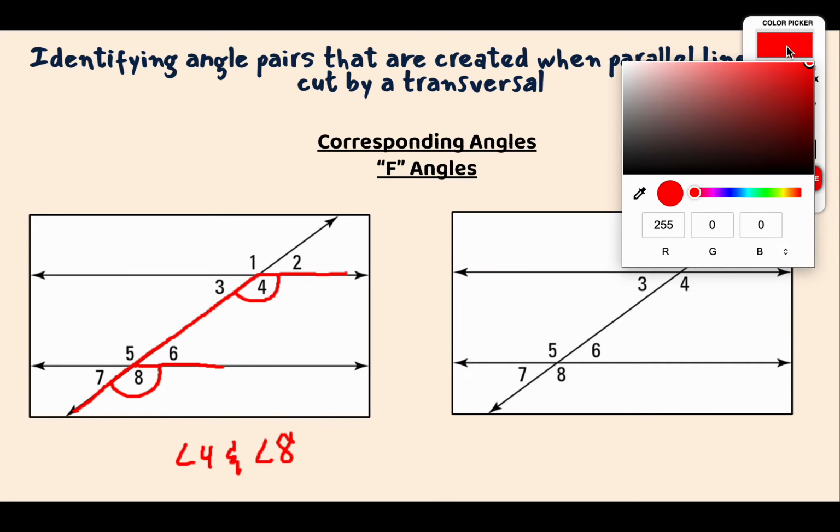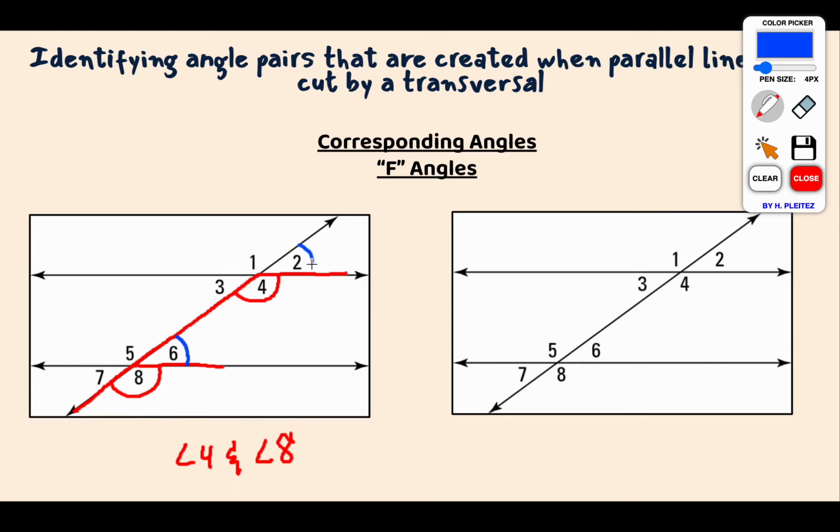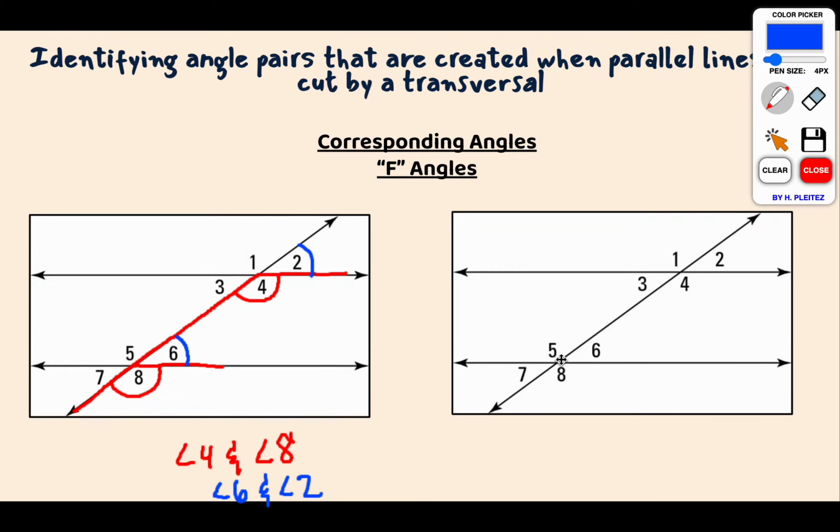What you can also do is look at, like we looked at the corner, I don't know how you want to explain which part of the F we looked at, but you can also look at the opposite side as well. So I know that from this image that I just drew, angle 6 and angle 2 are also corresponding angles. Now this might be a separate F here, so if you wanted to, your F's can look upside down. So I'm going to do that on this side in blue.